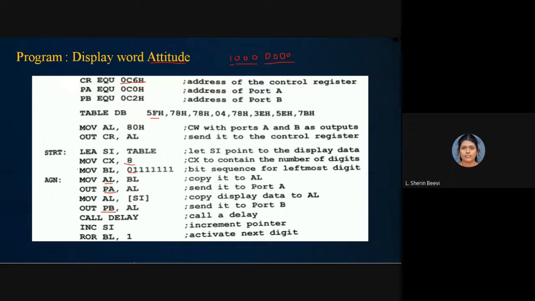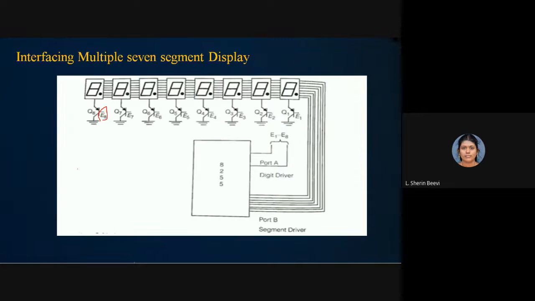Okay, the base terminals of all the transistors correspond to port A. So E1 is connected to the Q1 transistor, E2 is connected to the Q2 transistor. Likewise, E8 is connected to the Q8 transistor. The 0 means turn on Q8, then display the A on the 8th position. So turn on the transistor Q7, then pass the value 5F through port B to Q7. Then A will be displayed on the first LED's leftmost bit.